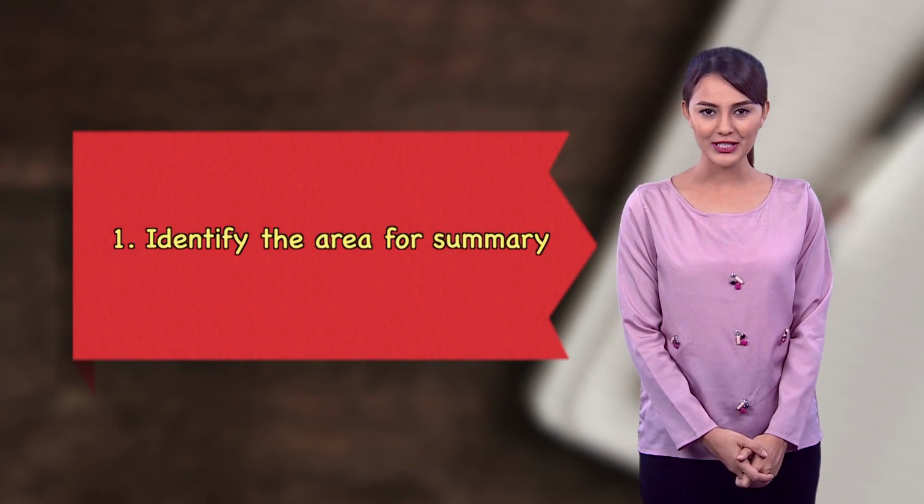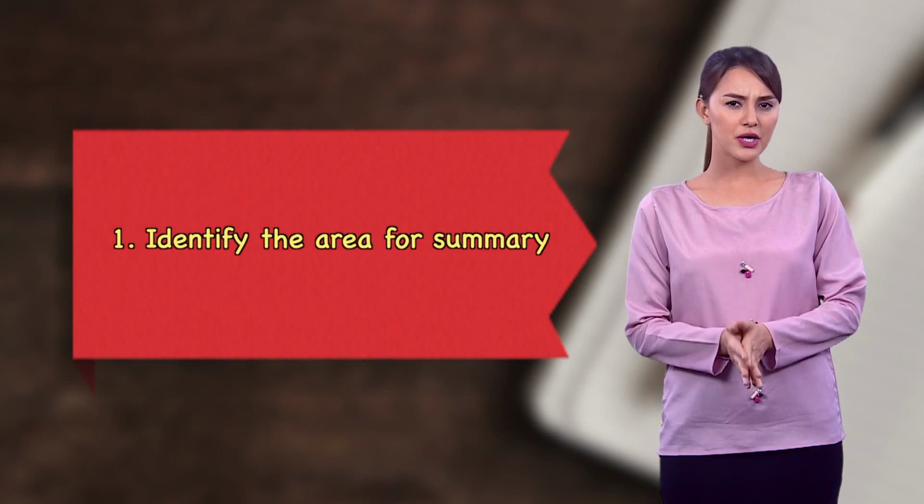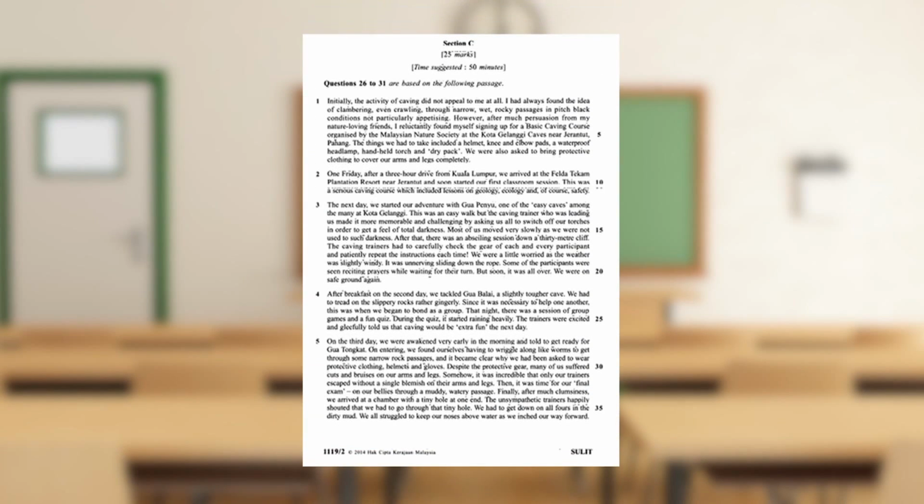1. Identify the area for summary. The instructions will tell you which part of the text to summarize. It's very important not to use sentences from other parts of the passage if you don't want to lose marks. In the SPM English Paper 2014, students were required to summarize line 14 to line 36. So here's the text, and I want you to mark line 14 to line 36.